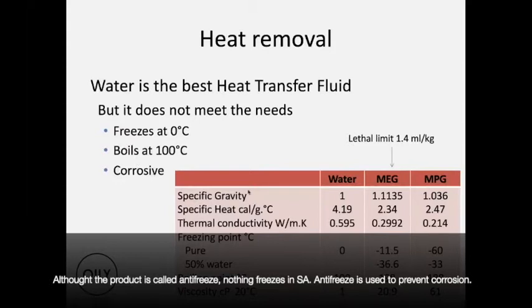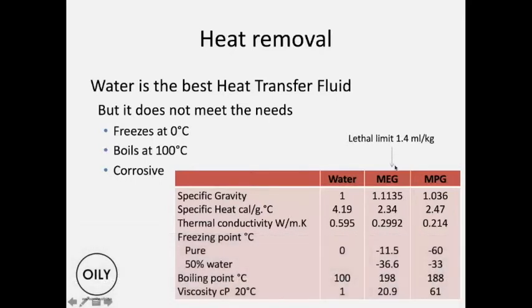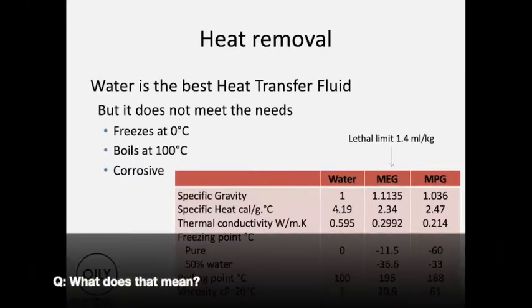And if you look at MEG, your glycol, ethylene glycol, is the most commonly used base for your coolant. Propylene glycol is closer in specific gravity to water, but for specific heat, you can see they're both similar. Water has a much better specific heat than either of those.